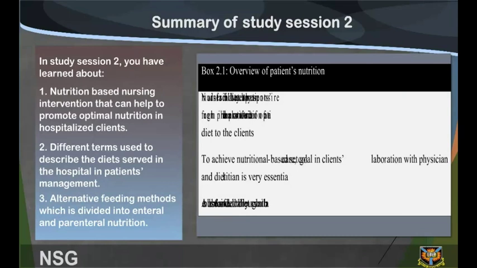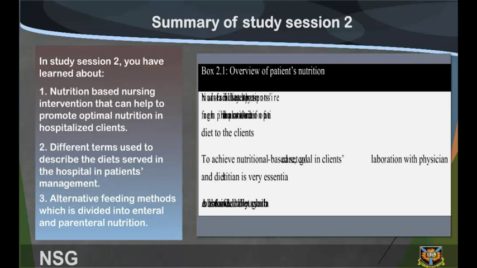In Study Session 2, you have learned about: 1. Nutrition-based nursing interventions that can help to promote optimal nutrition in hospitalized clients. 2. Different terms used to describe the diet served in the hospital in patient management. 3. Alternative feeding methods, which are divided into enteral and parenteral nutrition.